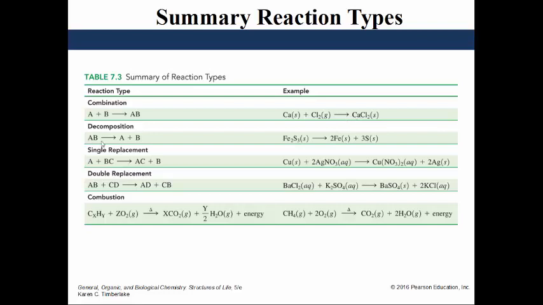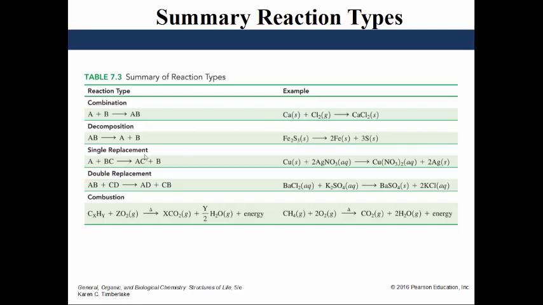The opposite of that will be decomposition. The reactant AB is breaking down into A plus B. So for this type, you'll have more items on the right-hand side of the arrow versus the left-hand side. So in this example, Fe2S3 breaks down into iron and sulfur.